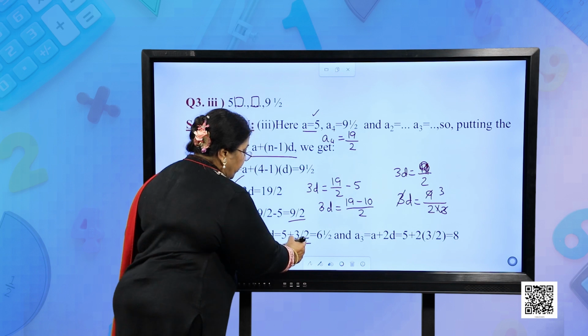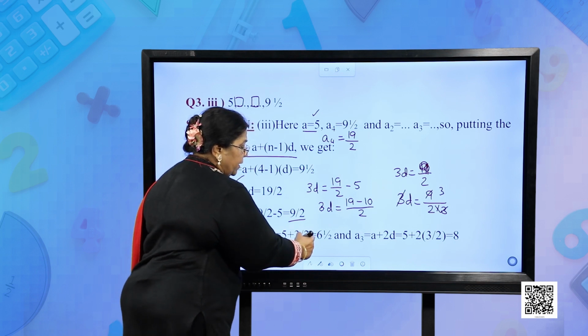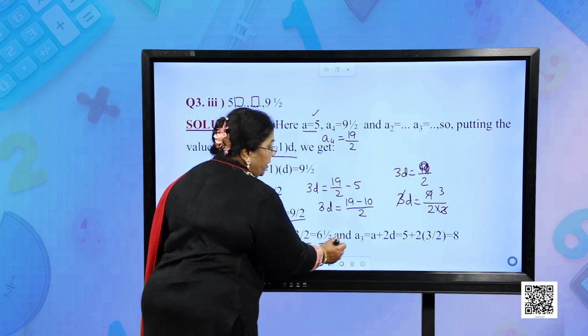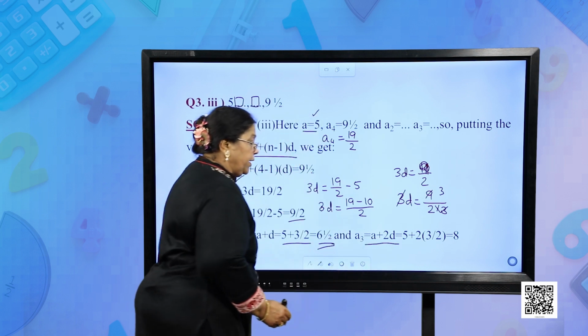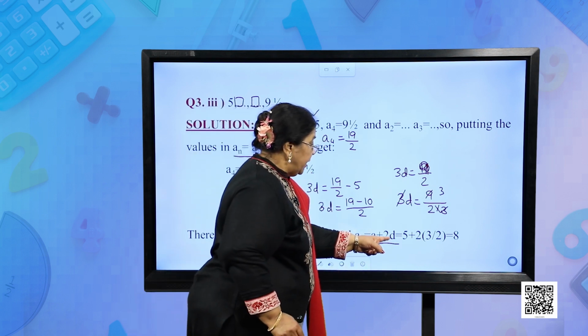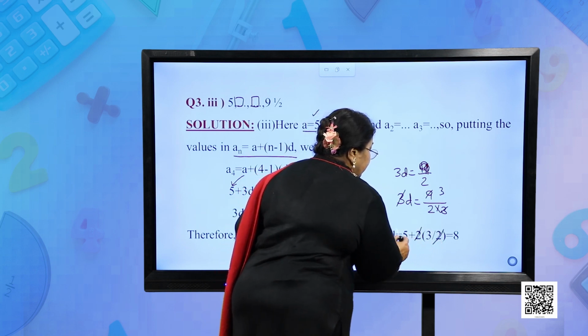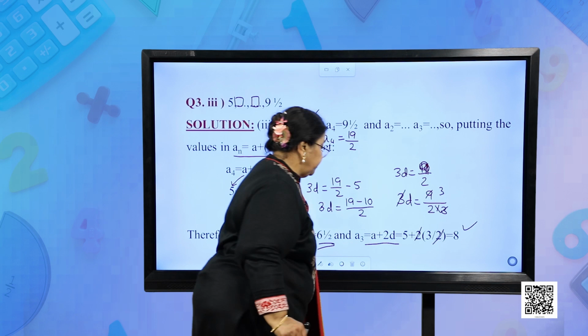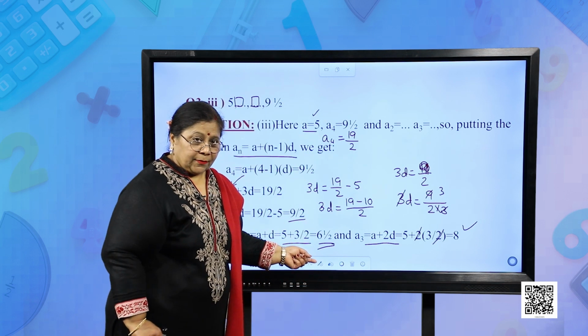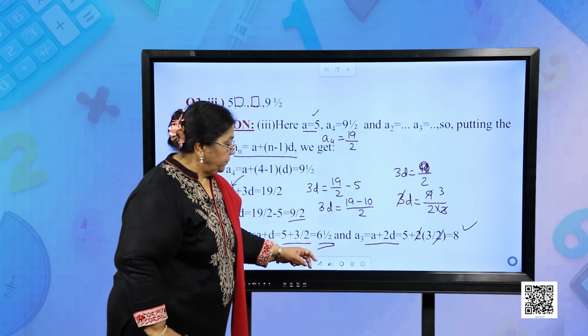and half. 5 2s are 10, 10 plus 3 is 13, 13 upon 2 is 6 and half and A3 is A plus 2D. I substitute the value of D here. So, 5 plus 2 into 3 by 2, 2 gets cancelled, 5 plus 3 is 8. I hope it is clear. Shall we proceed to the next question?